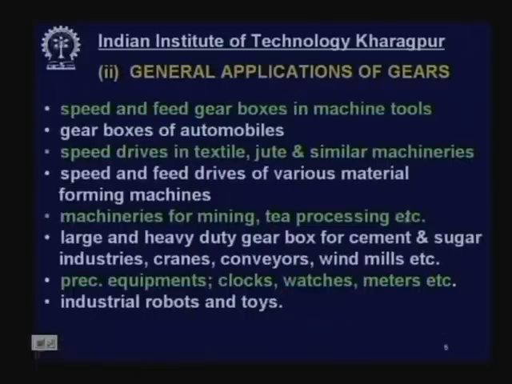Machineries for mining and tea processing industries also use a lot of gears. Large and heavy duty gearboxes comprising a lot of gears are used for cement and sugar industries, cranes, conveyors, and windmills for accomplishing a lot of rotary motions from the source of power like motors. Precision equipment like clocks, watches, meters, and microscopes also use some gears. Industrial robots and toys also use a lot of gears of different types and capacity.